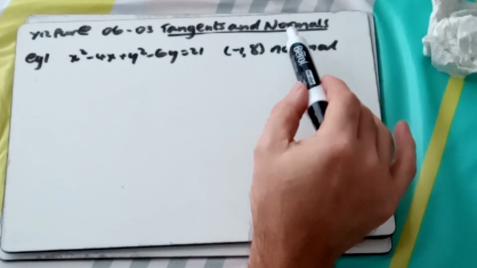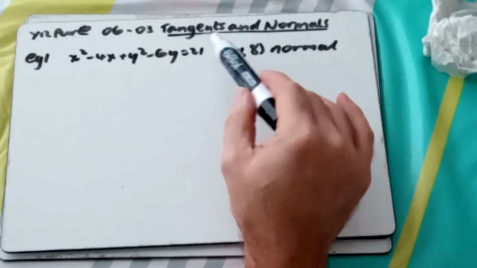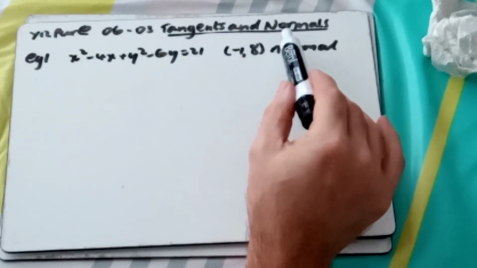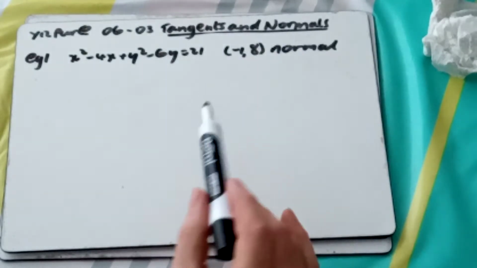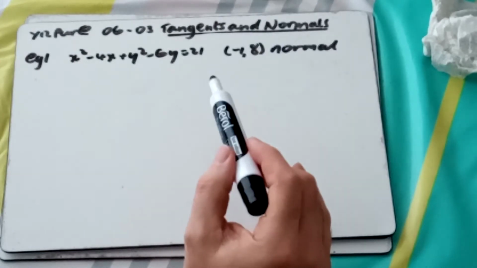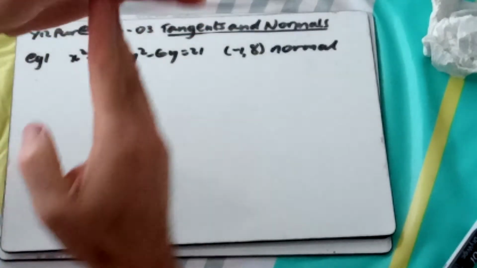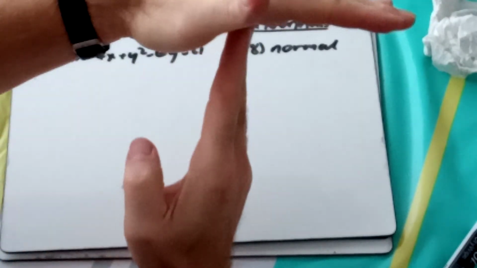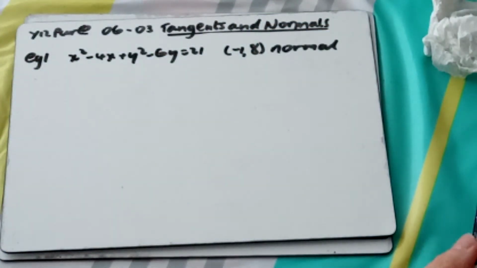A normal is actually perpendicular to the tangent. And since tangents and a radius meet at 90 degrees, a normal will actually go through the centre of the circle and through the point that we're after, and will be perpendicular to the tangent. So as the line goes from the centre through the point that we're after, like that, the tangent will always be perpendicular to that one. So we're basically looking at a line that goes through the centre and the point on the circle.